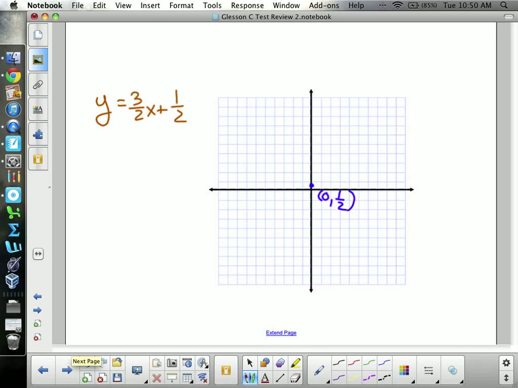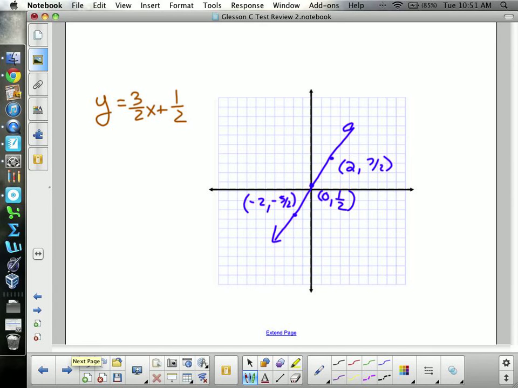My rise over run is 3/2. So when I go up 1, I'm actually going into the middle. 1, 2, 3. Okay? And then over 2. So I'm kind of in the middle again, aren't I? And that's the point 2 and 3.5, which is 7/2. And I could go down 3 and over 2, and there'd be the point -2, -5/2, or -2.5. And there's my line.